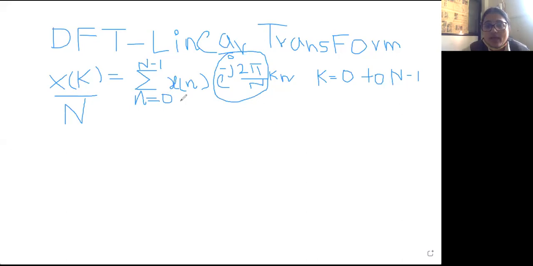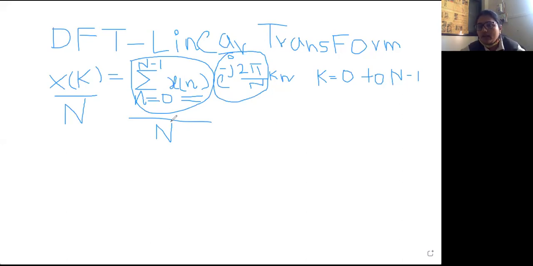How many samples do we have for x of n? Here itself, you can understand. This summation sign represents how many samples of x of n there will be. For the input signal, 0 to n minus 1. How many samples will there be for x of n? There are n samples for the input signal. There are n samples for the output signal.